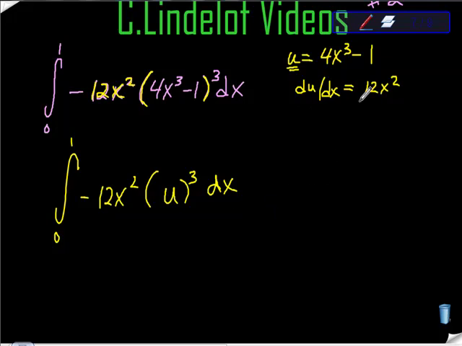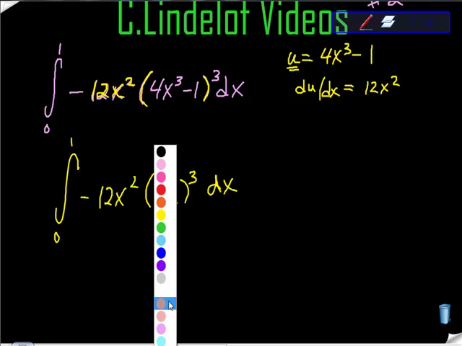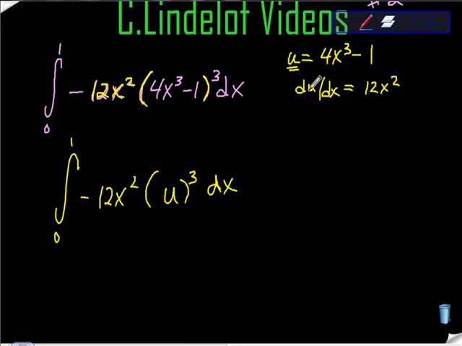So that drives me to this. I'm going to take this derivative here, and what I would like to do is get a replacement value for dx. So I'm like, you know what? Let this dx be that one. So if I solve for dx, well, this is just algebra. dx is equal to du over 12x squared.